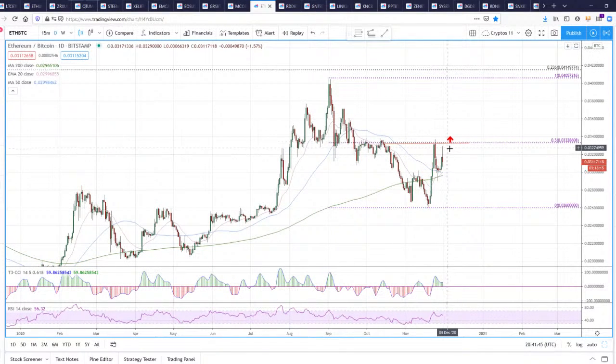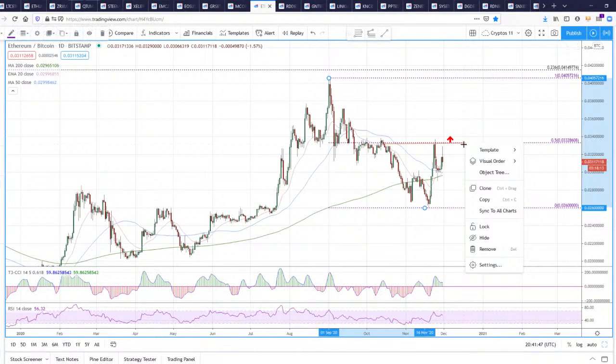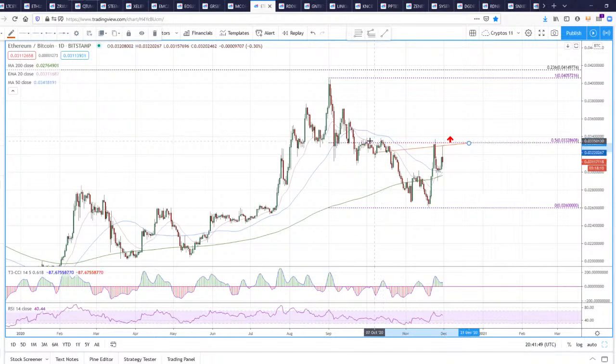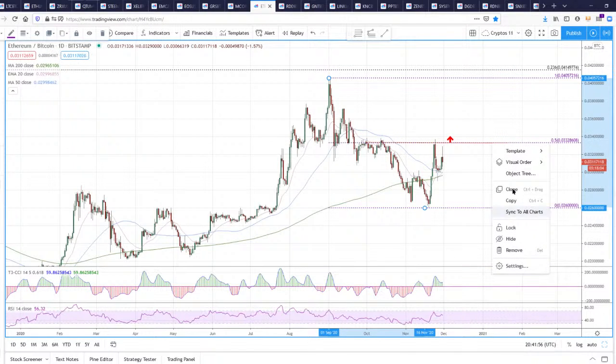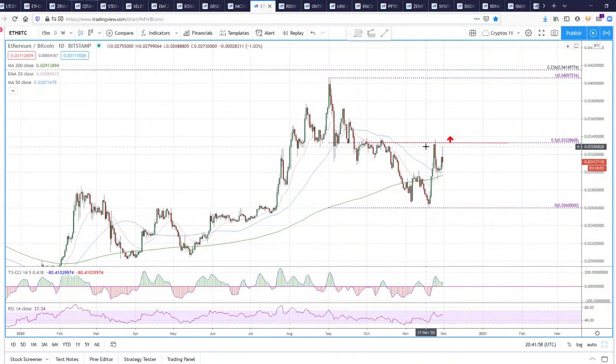Alright, so yeah, I would put an alarm, seriously put an alarm at that level. And if we break above it, even if you're a hardcore Bitcoin maximalist, I think that buying a little bit of ETH wouldn't be a bad idea.